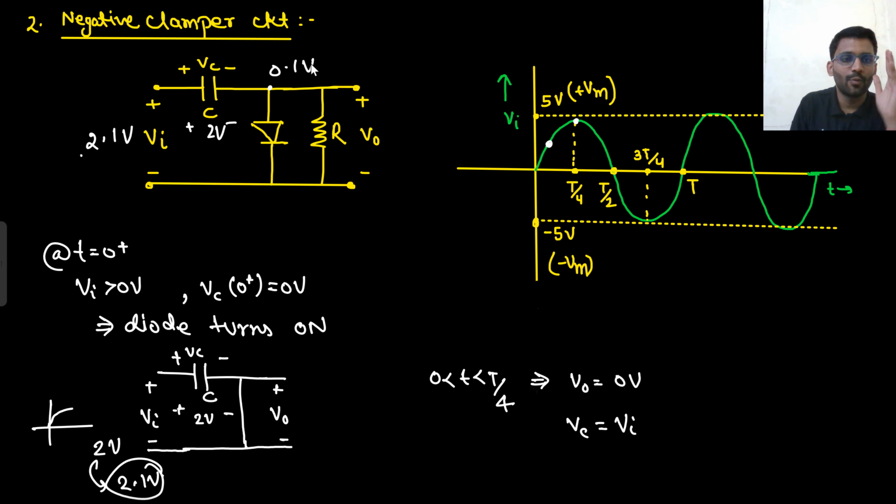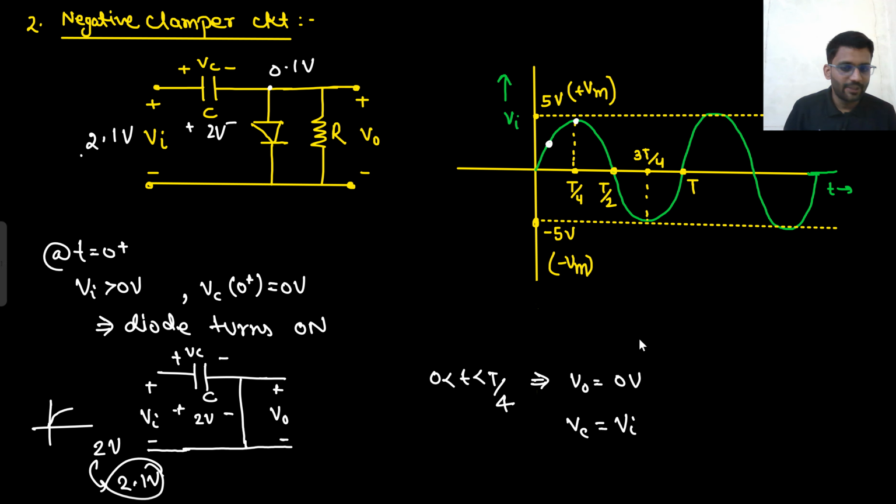Whenever the input voltage is changing its nature, the input voltage initially was rising, now it is falling, then again rise, again fall. So whenever the input voltage is changing its nature, increasing or decreasing, after T by 4 it is decreasing. So at T by 4 plus I need to check what is happening. That's the reason I checked at T by 4 plus.